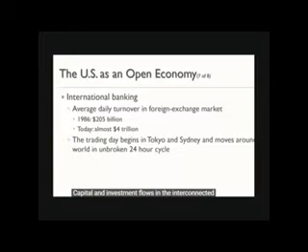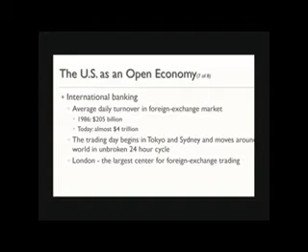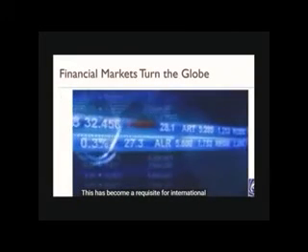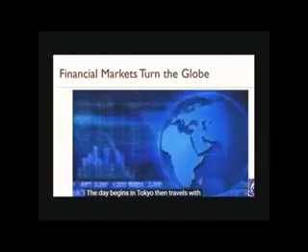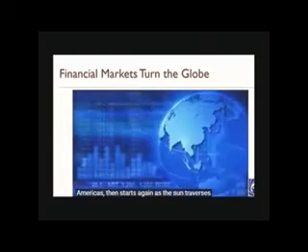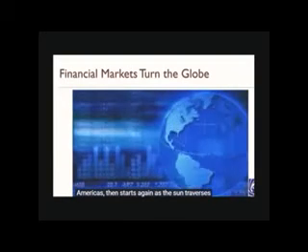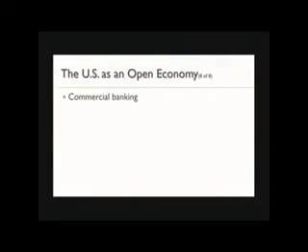Capital and investment flows in the interconnected global financial markets require a robust system of international banking. The international banking system is embraced by virtually all trading nations. This has become a requisite for international businesses to conduct financial exchanges and operating activities in dozens of countries continuously. The day begins in Tokyo, then travels with the sun through Asia, Africa, Europe, to the Americas, then starts again as the sun traverses the Pacific to wake up traders in Wellington, New Zealand.